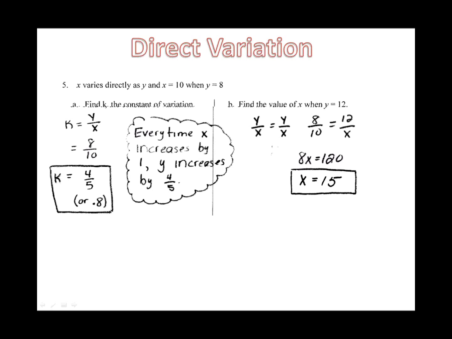Now I want to find the value of X if Y equals 12. Because it's a linear relationship, direct variation, we know that we can set up a proportion. Then we can solve the equation. We find that X equals 15.